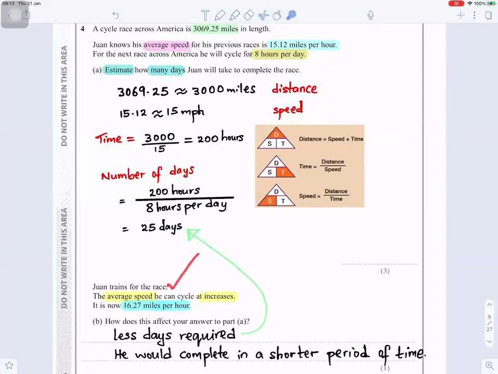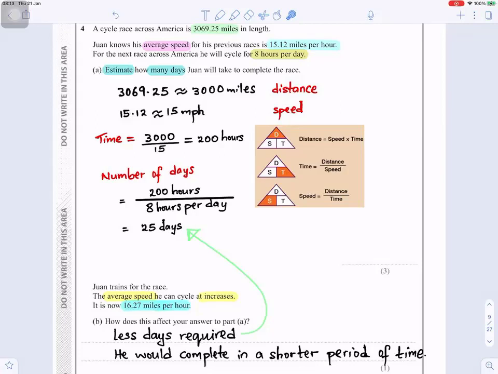Joan trains for the race. The average speed he can cycle at increases. It is now 16.27 miles per hour. How does this affect your answer to part A? Now the speed has increased.